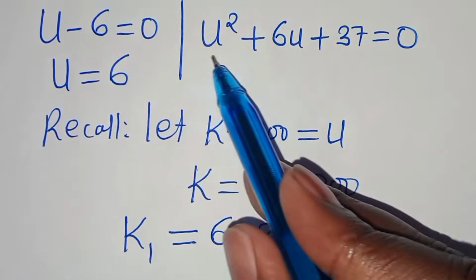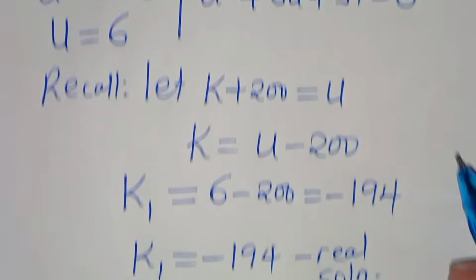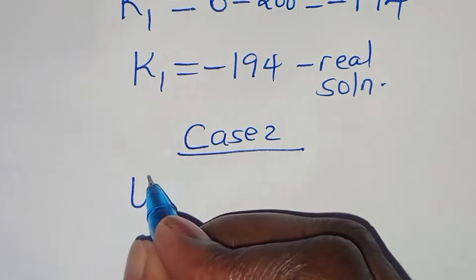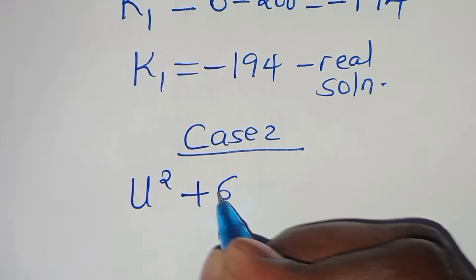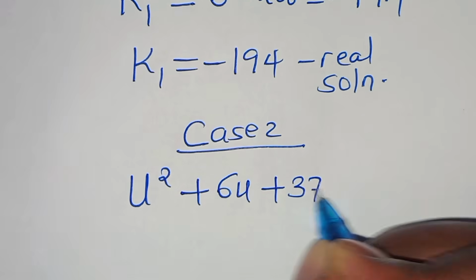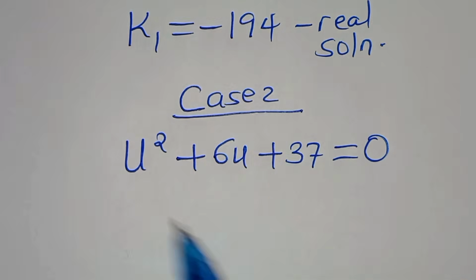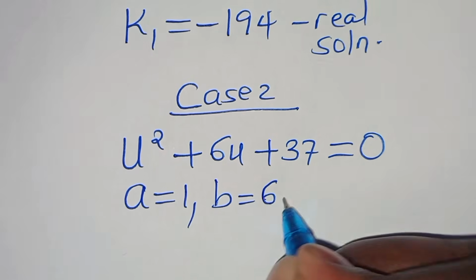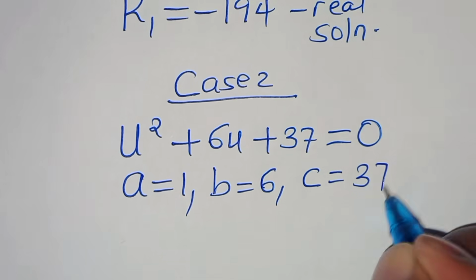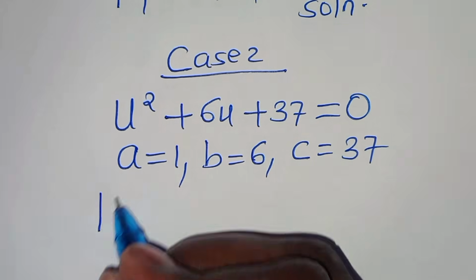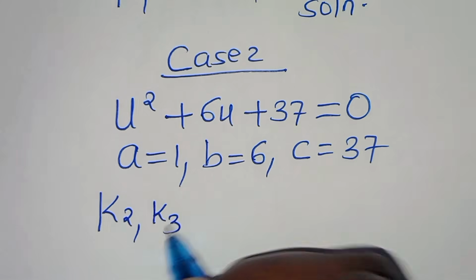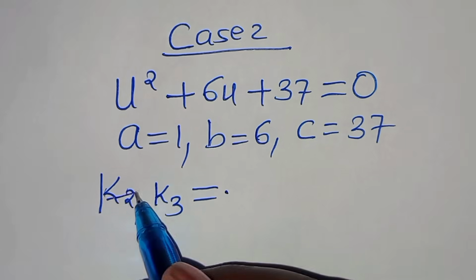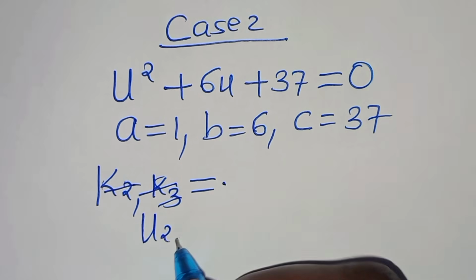Let's proceed to the second case here. This is a quadratic equation. Now let's deal with case 2. We have a quadratic equation, u^2 + 6u + 37 = 0. For this quadratic equation, we have a = 1, b = 6, and c = 37. So we can solve for k2 and k3 by applying the quadratic formula. Let's solve for u2 and u3.